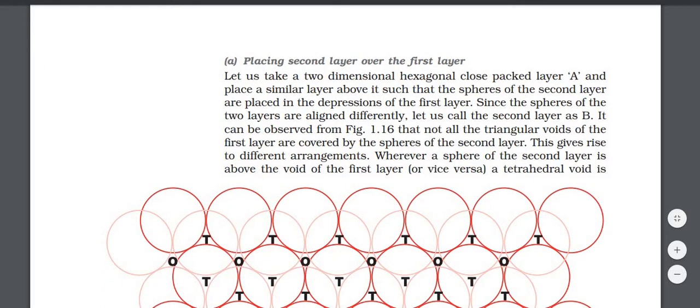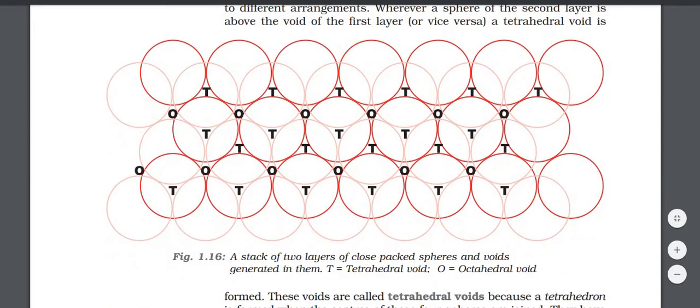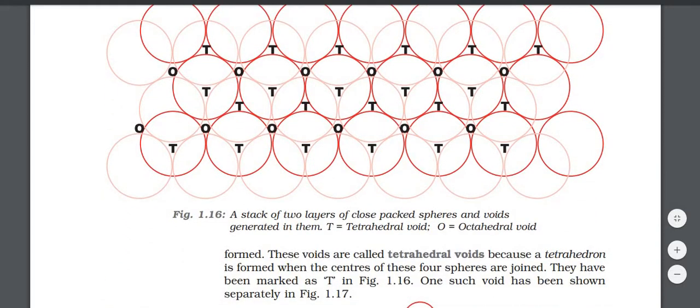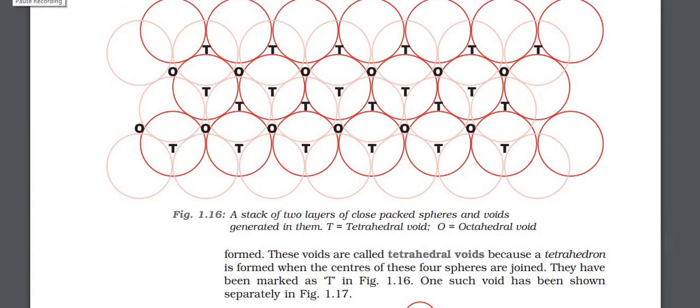That is two-dimensional packing. Now if you want to keep one more layer over it, for example, you have kept the atoms in one layer, you can keep the same atoms again on top. Now here they have told you the concept of voids. When you combine the atoms, there will be space between the atoms. That is called a void. And voids are basically of two types, tetrahedral voids and octahedral voids.